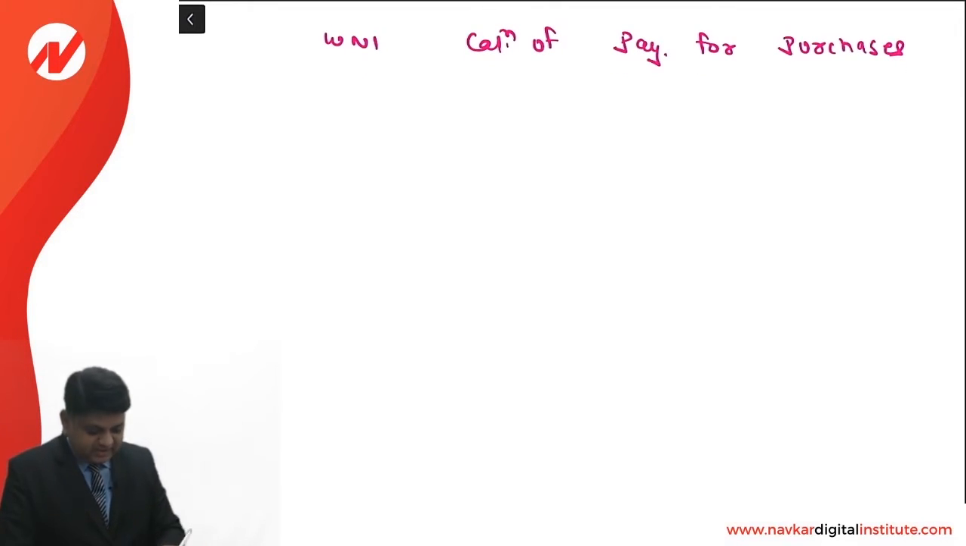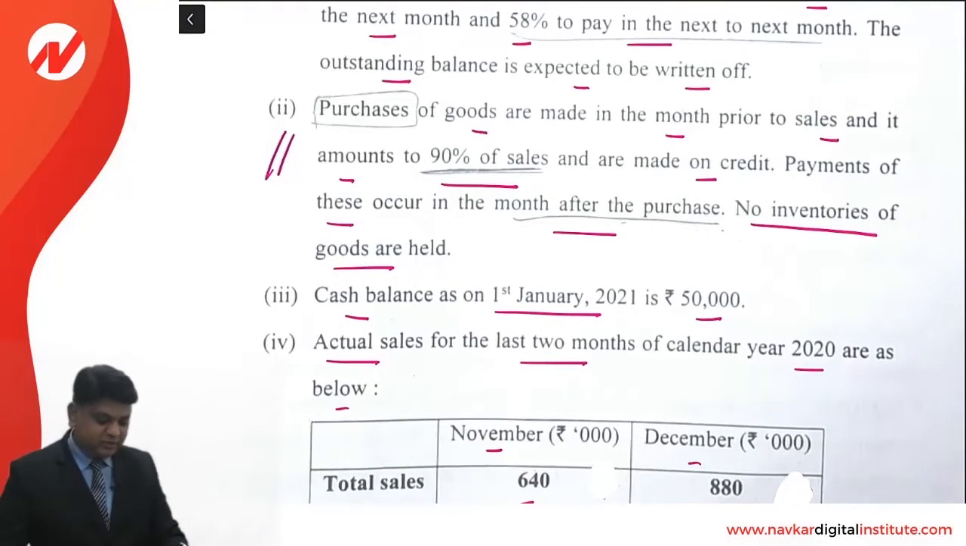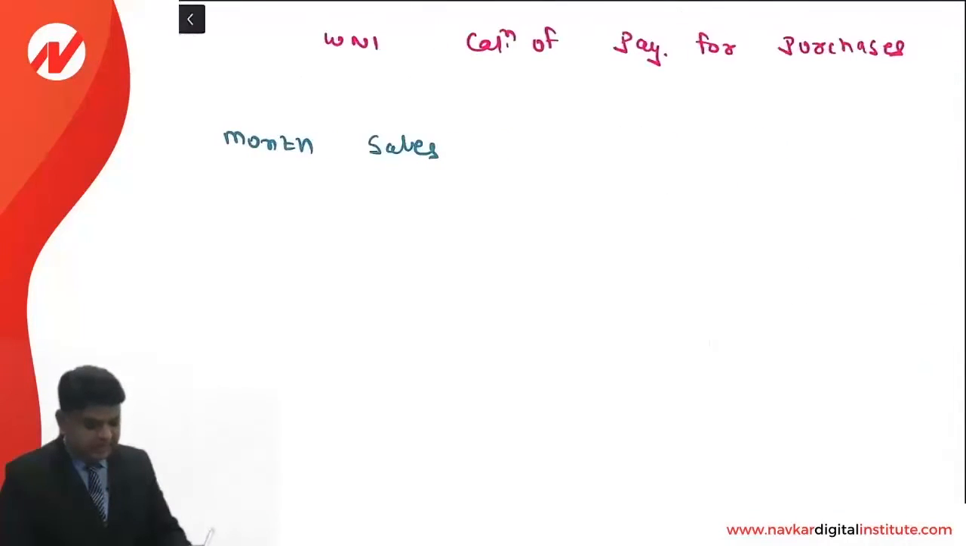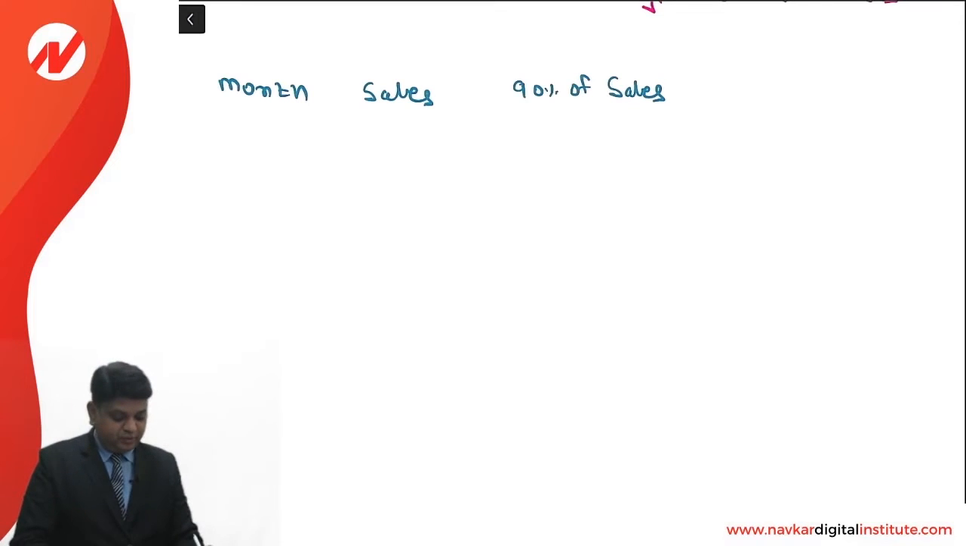In that, we will work out the answer like this. Column number 1 will be month. Column number 2 will be sales. Then it has been given to us that purchase of the goods are made in the month prior to the sales and it amounts to 90% of the sales and are made on credit. So I am making the calculation of 90% of sales. Based on that, I will compute the purchase. And lastly, the payment for purchases.